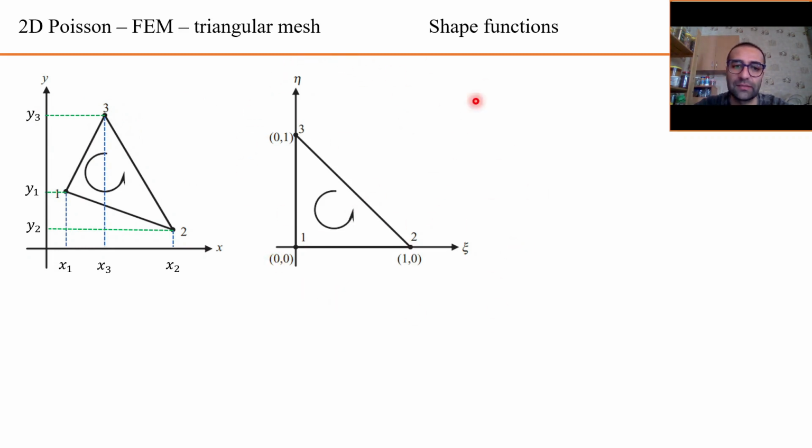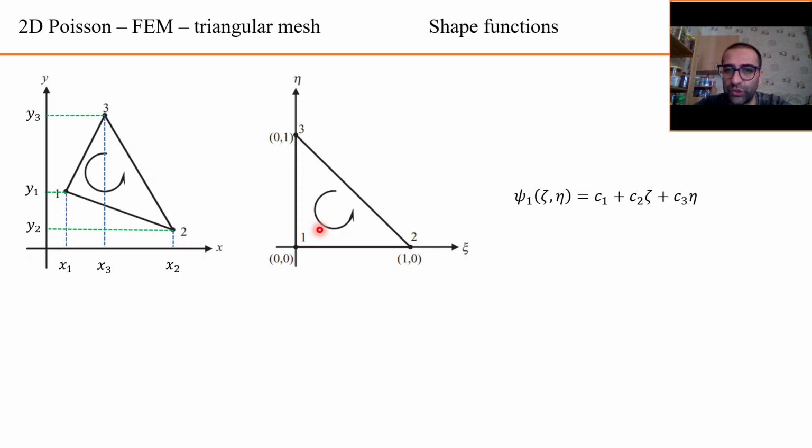We call this coordinate, let's say, the natural coordinate. And we do this mapping in a way that the map of node number 1 is located at the origin of this new coordinate. The map of node number 2 is located at 1, 0 of this new coordinate, and node number 3 is located at 0, 1. And this natural coordinate is zeta, eta.